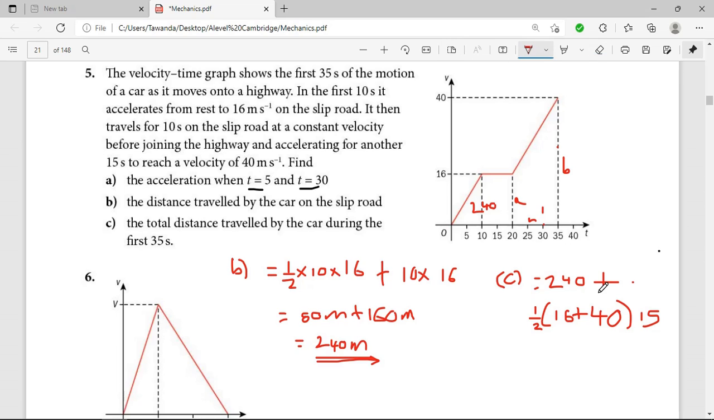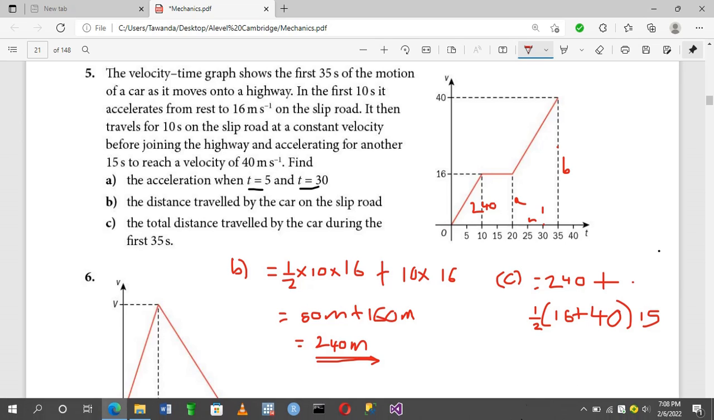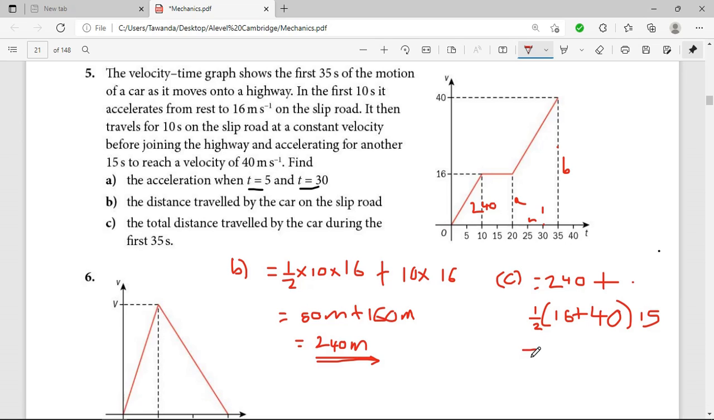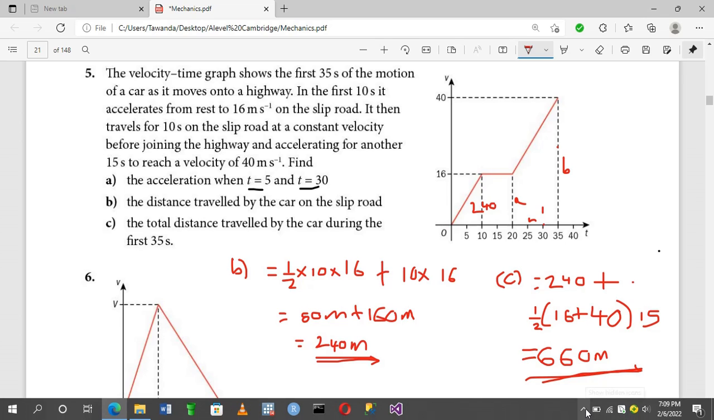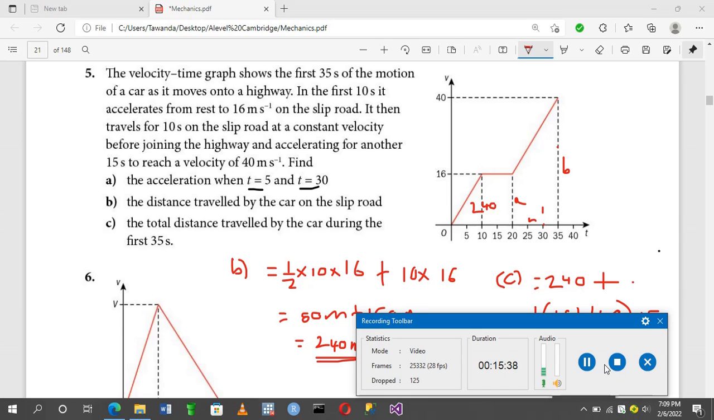Right. So if you simplify 240 plus this one, can you please take your calculator? If you simplify, you are supposed to get 660 meters. So this is the total distance traveled during the first 35 seconds.